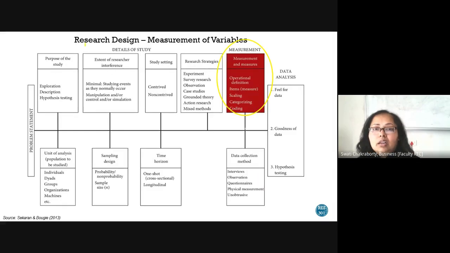So, the last thing that we have is when we talk of measurement of variables. See, this is where we have it, right? Purpose of study, extent of research interference in the study, research strategies. This is the measurement. We have the data analysis using different methods, right?